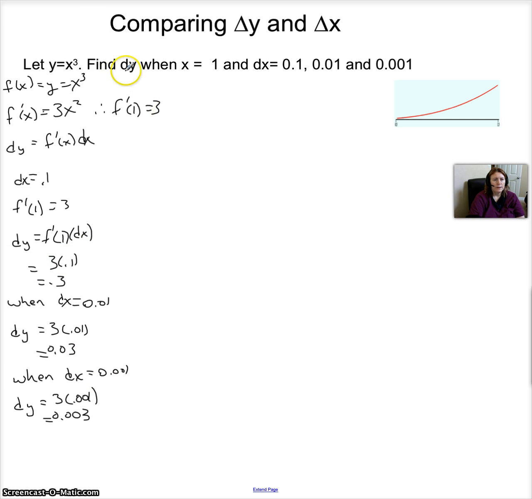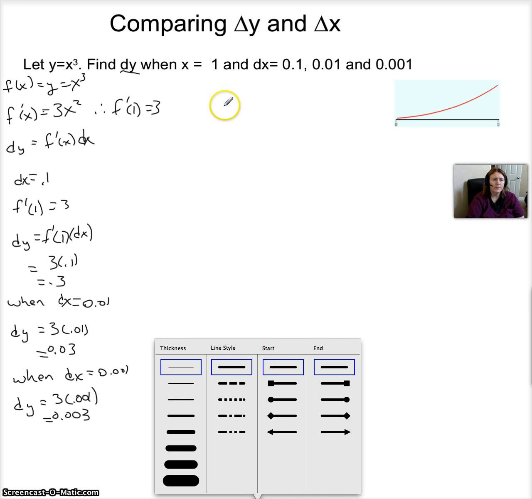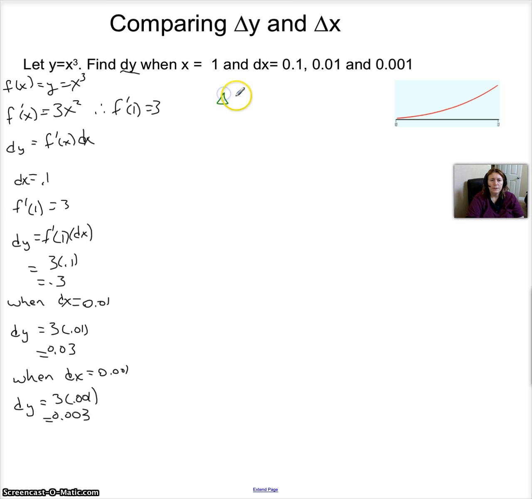Well, that's finding dy. What if I were to go through and find delta y? Let me switch colors here. All right, now I'm going to compare delta y. And I think you're going to see something kind of interesting. Delta y is equal to f of x plus delta x minus f evaluated at x. So let me figure out f of 1, which is 1 cubed. It's just 1. Okay, so that's pretty easy.